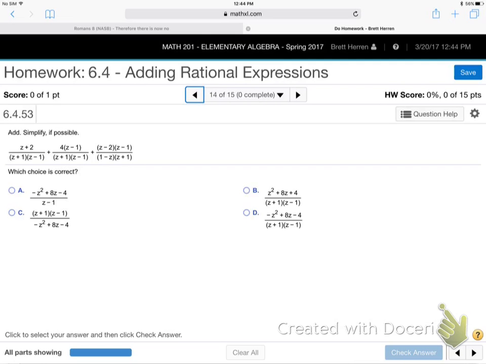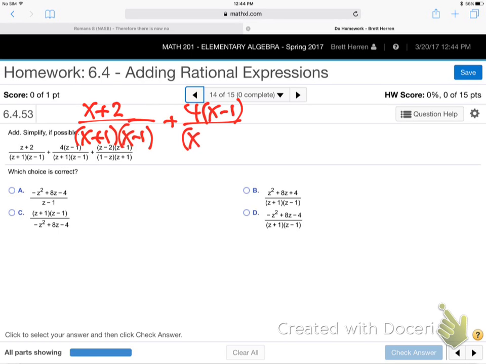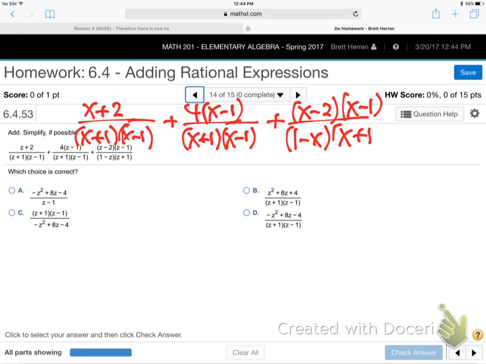Okay. So now, big, messy, ugly denominators. I want to make them x's. x plus 2 over x plus 1, x minus 1, plus 4x minus 1 over x plus 1, x minus 1, plus x minus 2 over 1 minus x, x plus 1. Okay.